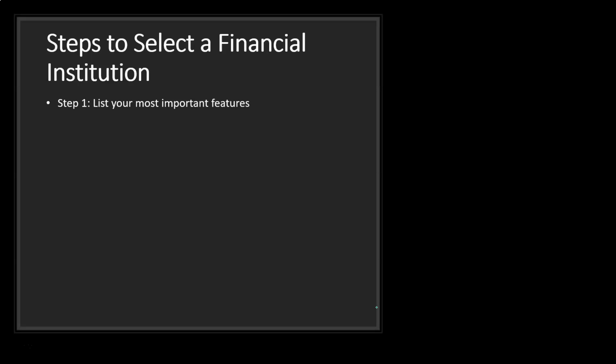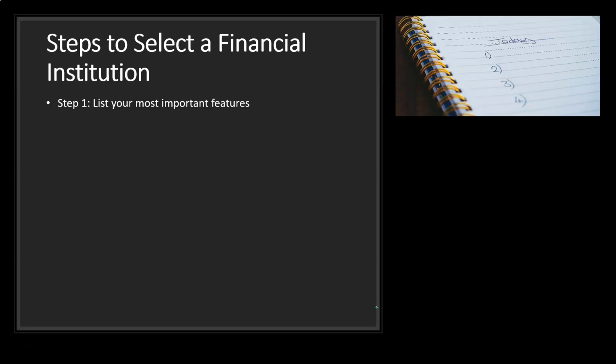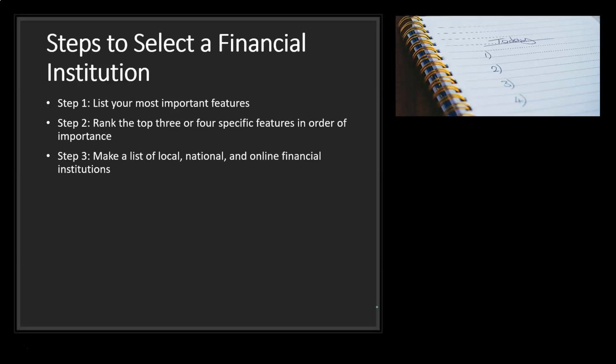We'll go through this in general, and then we'll go through some of these steps in more detail in a bit in this presentation. Step 1, list your most important features. Step 2, rank the top 3 or 4 specific features in order of importance. Step 3, make a list of local, national, and online financial institutions.